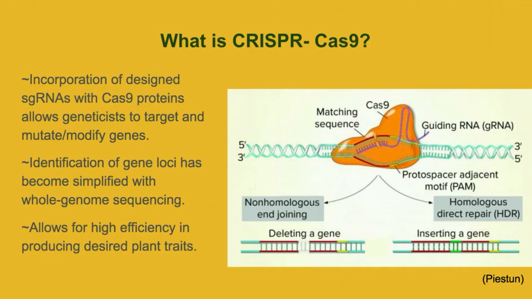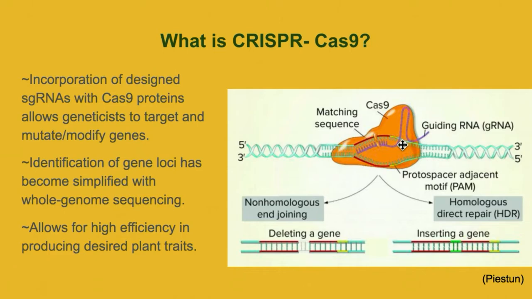CRISPR-Cas9 can be used in genetics in the sense that guide RNA can be designed to guide the endonuclease to a specific location on DNA. This has become easier through the years with the introduction of whole genome sequencing, where we can now find genes to guide the protein to.